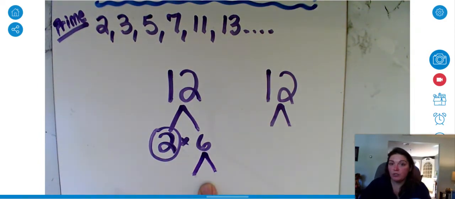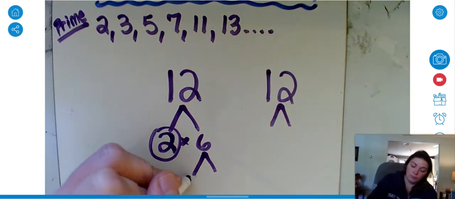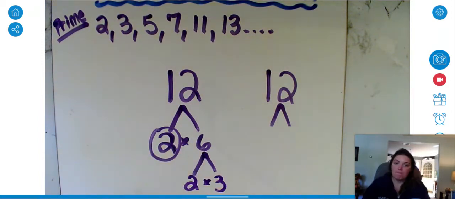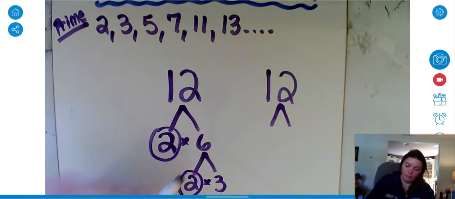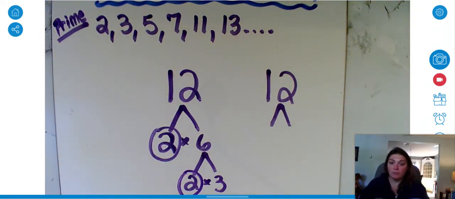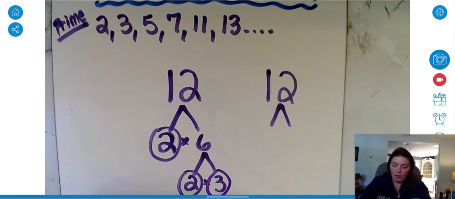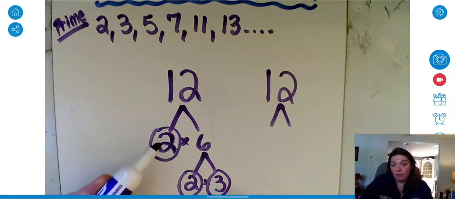So let's break down the 6. What are the factors of 6? 1 and 6, but I'm not using that here. 2 times 3. So I put 2 and 3. Now wait a minute. Remember that 2 is prime, so I stop and I circle it. What about 3? 3 is also prime, so I stop and I circle my 3. Now I have nothing left to break down. So that means I'm finished with 12.